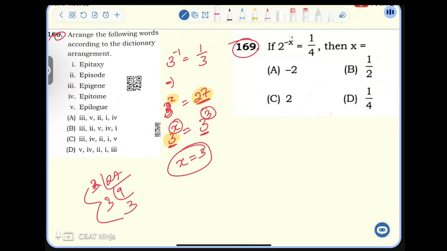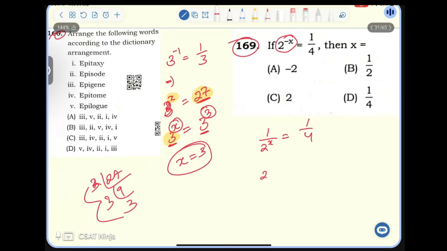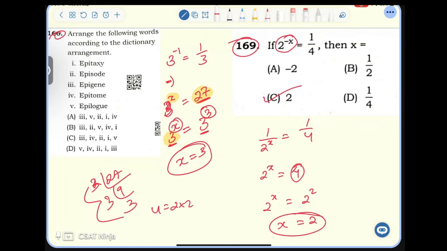So that's what I'm going to do. 2 to the power minus x. That means this represents that 2 is in the denominator with the power x, which is equal to 1 by 4. I'll just reciprocal both of them, we cross multiply. 2 to the power x is equal to 4. I'll convert this one in terms of 2. 2 to the power x is equal to 2 to the power 2. 4 is nothing but 2 into 2. So which means x is equal to 2. So the answer here is 2. Okay with this?